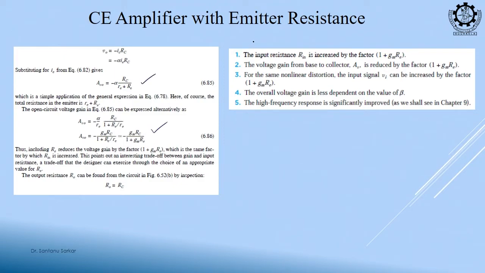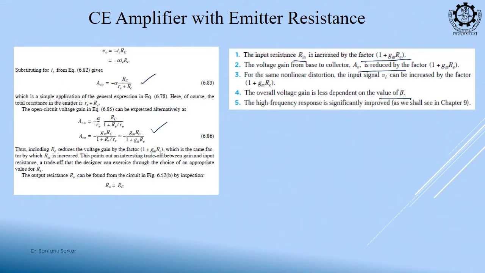Okay. So, what are the takeaways? That input resistance is increased by a factor of 1 plus GM RE. By the same factor, gain is reduced. So, for the same nonlinear input signal Vi, it is as if Vi is now more, right. So, overall voltage gain is less dependent on the value of beta.